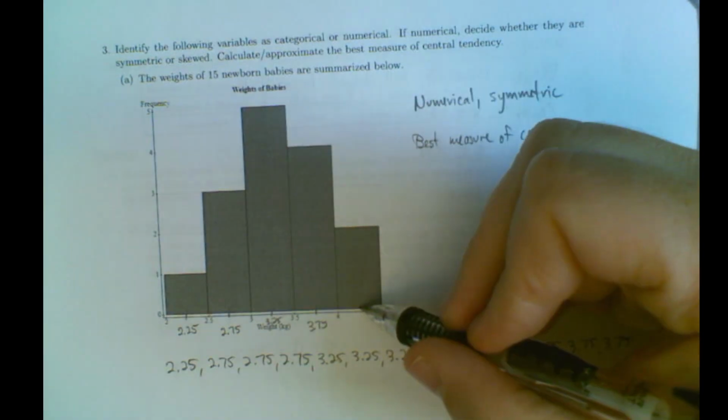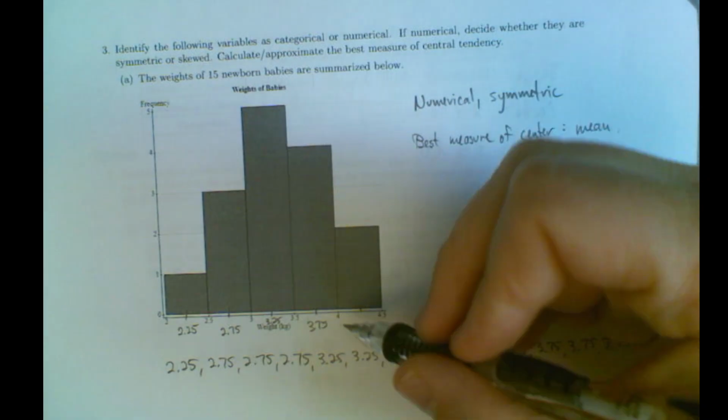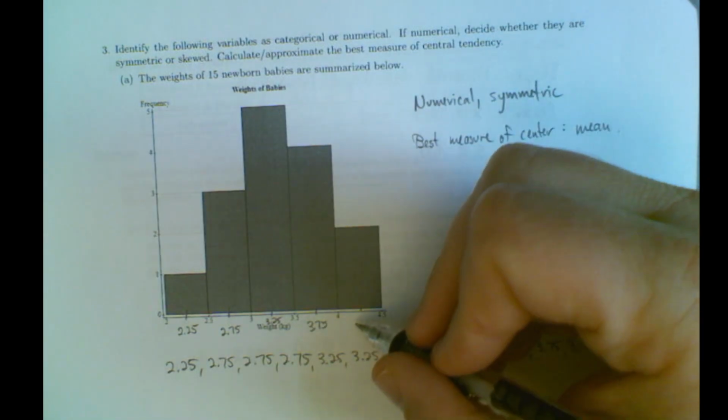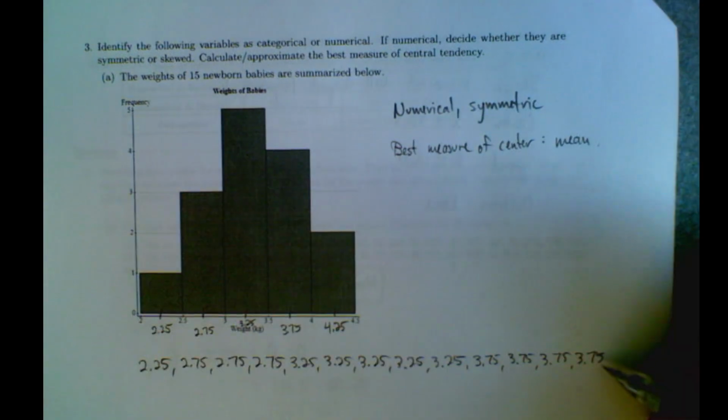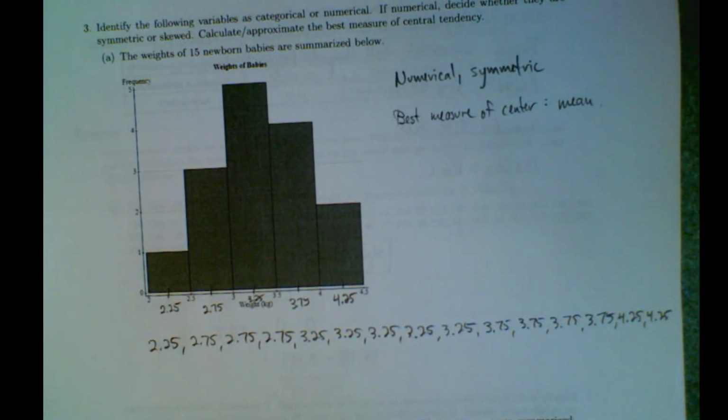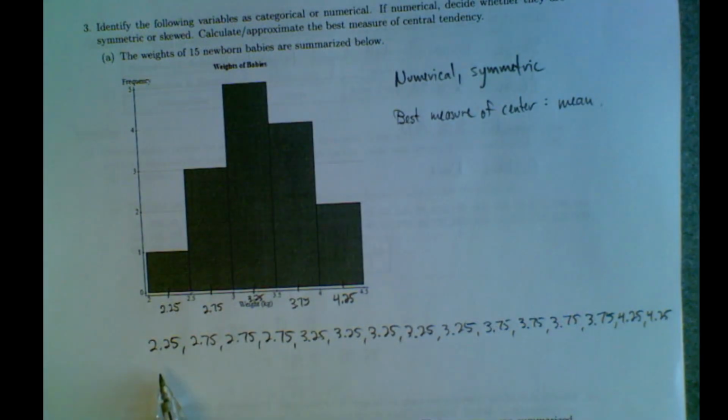And then finally, there were 2 babies between 4 and 4.5 kilograms. The dead center of that would be 4.25. So I have a couple babies that are something like 4.25 kilograms. Again, these are just estimates. We don't know exactly what the raw data set would have looked like, but this will be a good estimate for it.